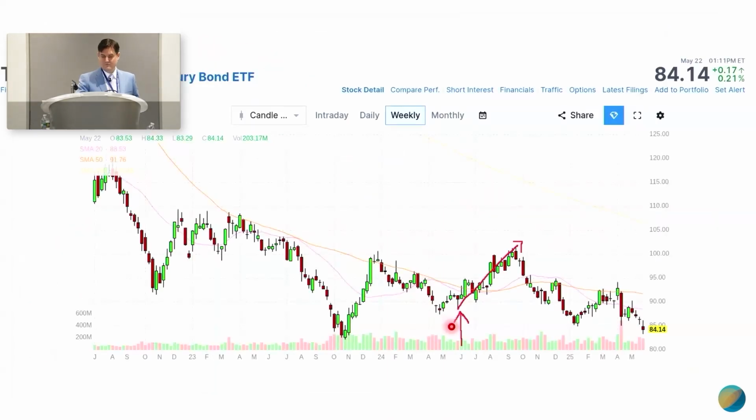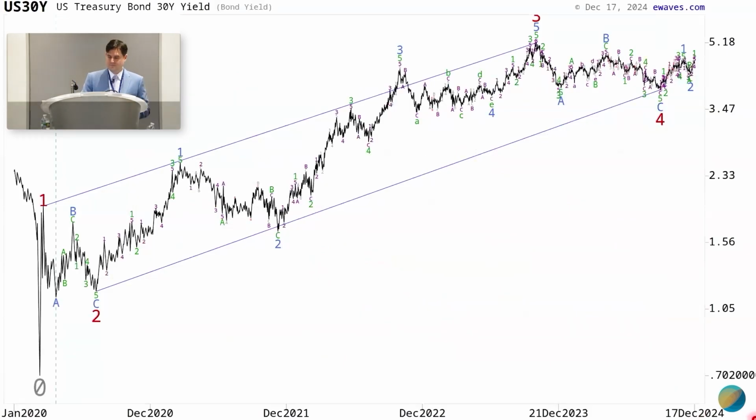So that move there, I drew a little arrow here, hand drawn, just showing wave C moving up and taking out wave A. But keep in mind, A, B, C is a counter-trend move, right? So the primary trend is still down in bonds towards higher interest rates. And in fact, in December of 2024, right before the start of this year, we published this chart. And this is EWAVES' analysis of the US 30-year Treasury bond yield.